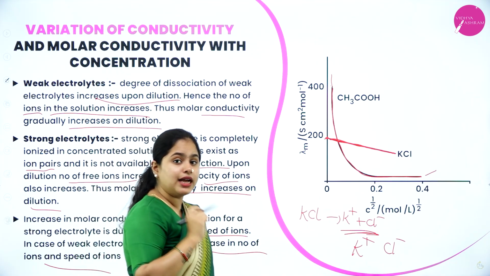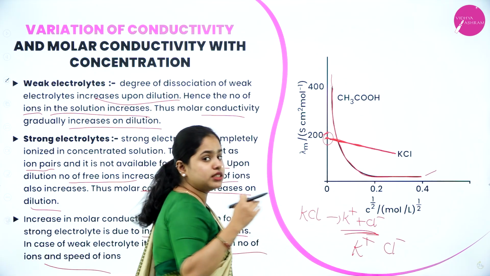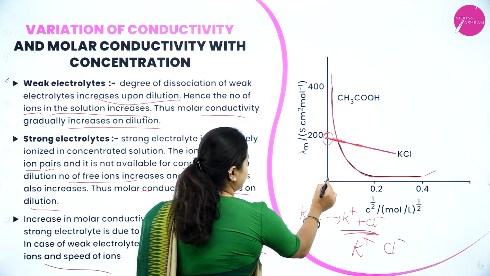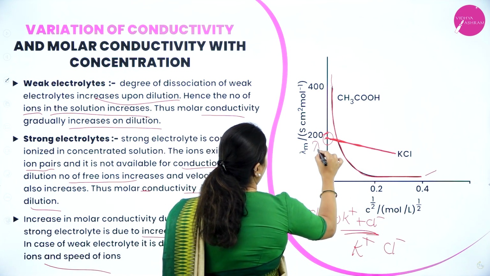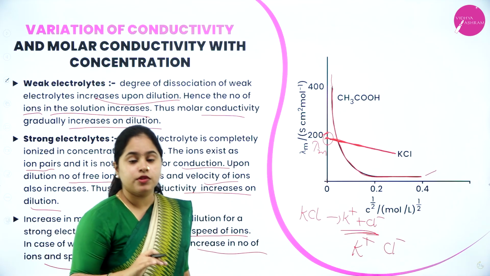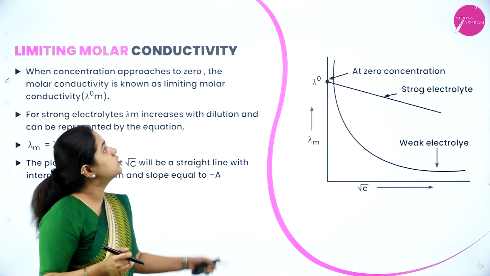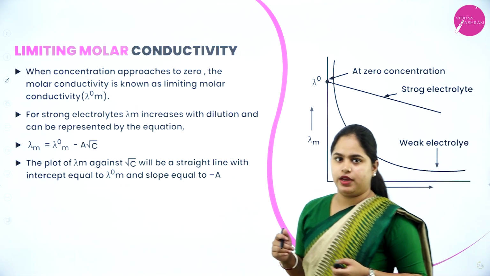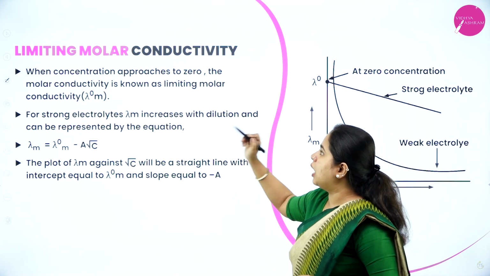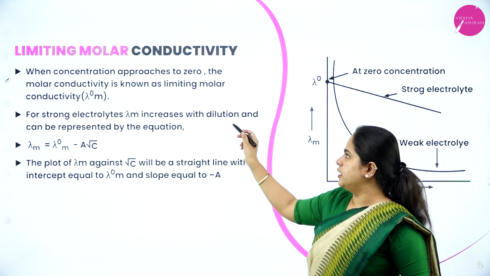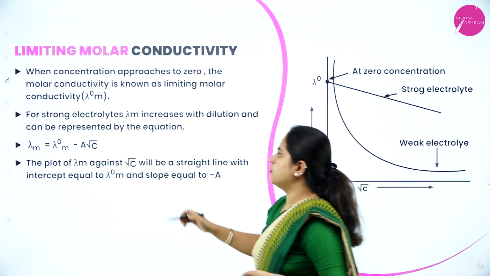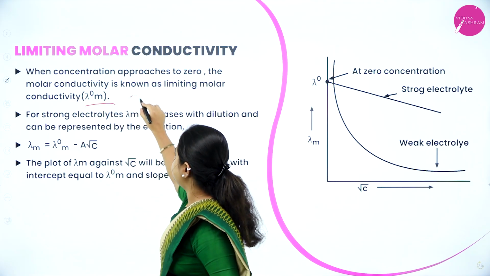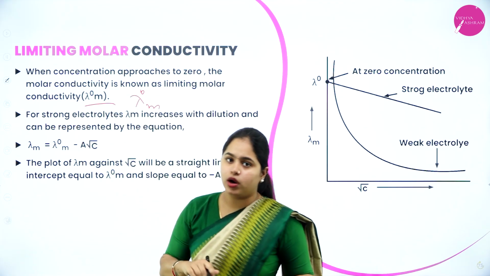Okay. So, now that point wherein which the concentration is 0, right? The concentration keeps on decreasing. Finally, it comes to 0. And the corresponding molar conductivity when the concentration is 0 is called limiting molar conductivity. So, that is the next part that we are going to study. When concentration approaches 0, the molar conductivity is known as limiting molar conductivity, which is represented by lambda naught m. Okay, lambda naught m, limiting molar conductivity.